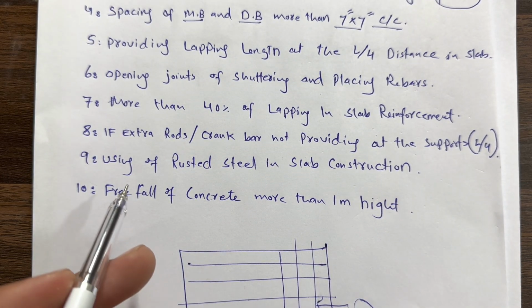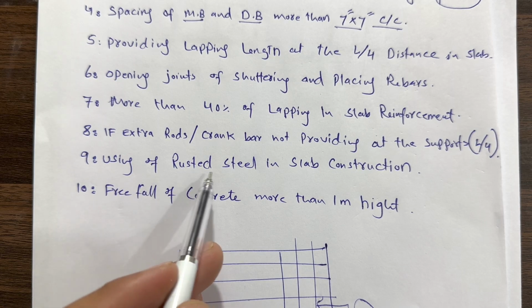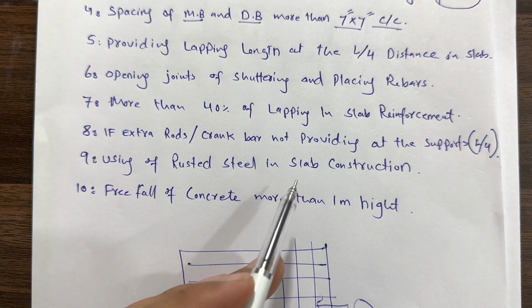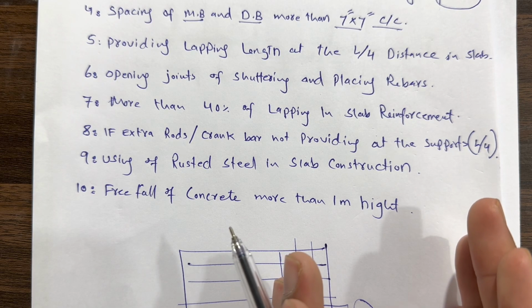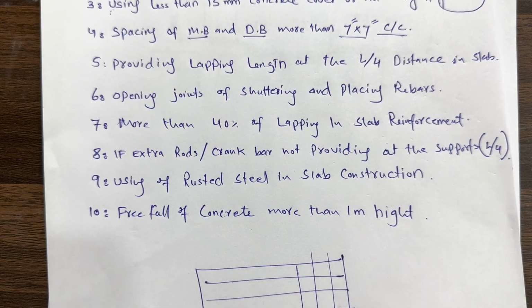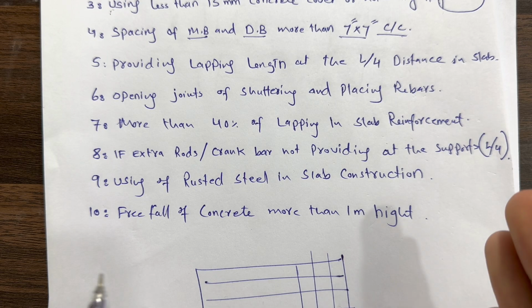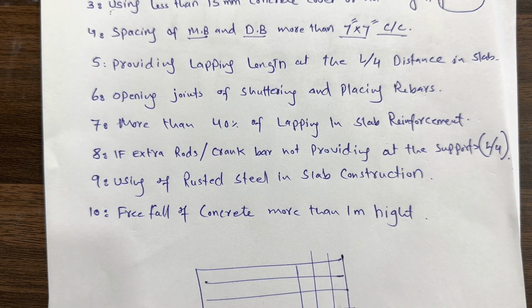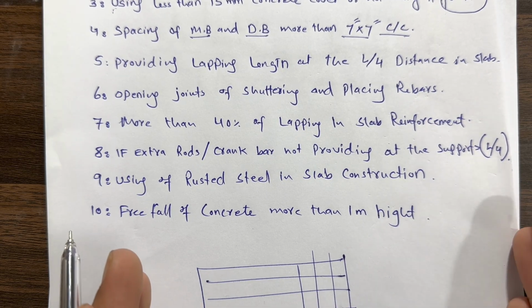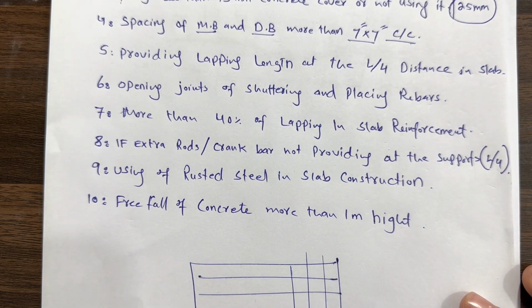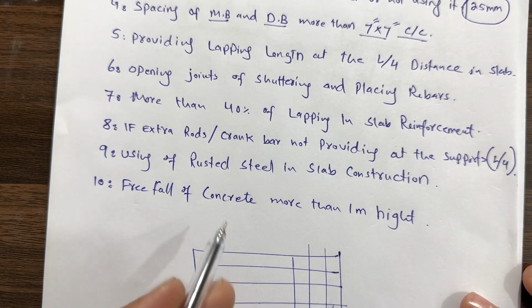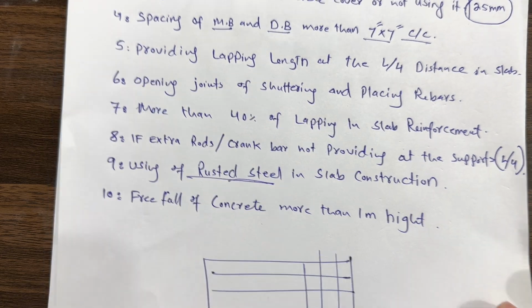Next, guys, we have the other one, using rusted steel rods in slab construction. Don't use rusted steel rods, otherwise it decreases the strength of steel, okay? When the steel is exposed to the environment, especially if you don't provide the concrete cover on each side, it can be rusted by environmental effects. So don't use rusted steel rods.